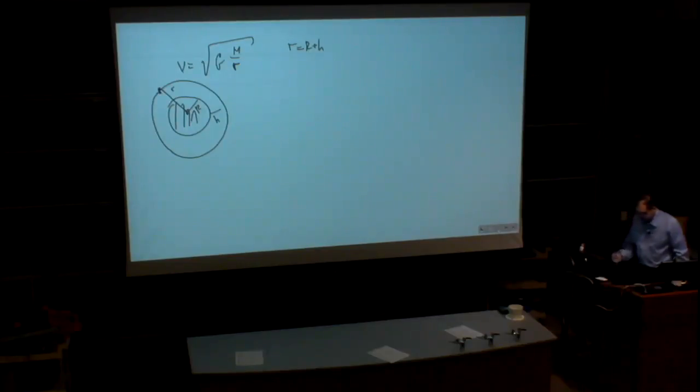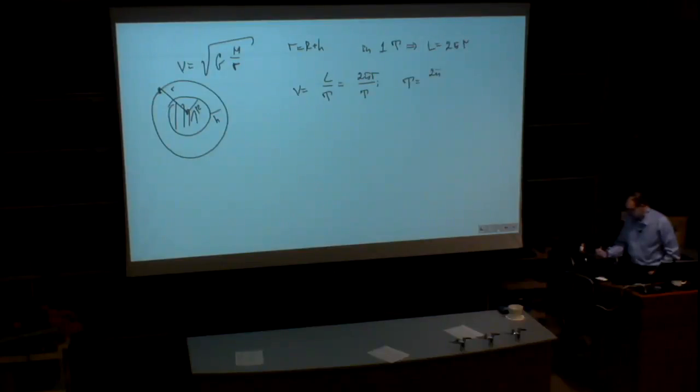Well, in one period, it travels a distance equal to one circumference, 2 pi r. And this very speed should be equal to distance over time. So 2 pi r over this period, which means we can calculate the period: 2 pi r over speed. That's it.